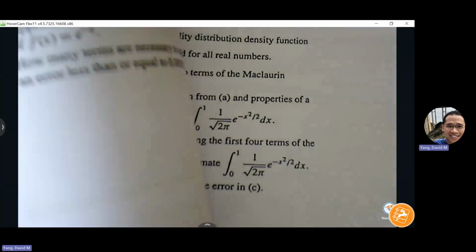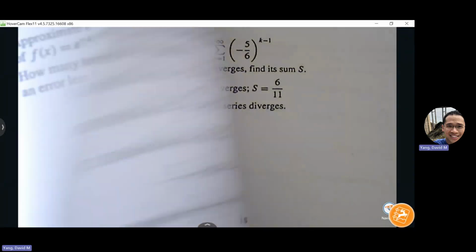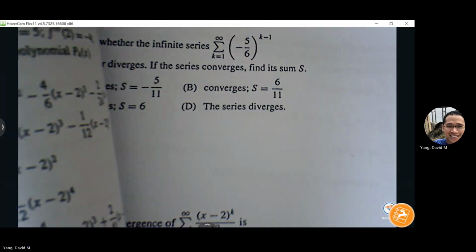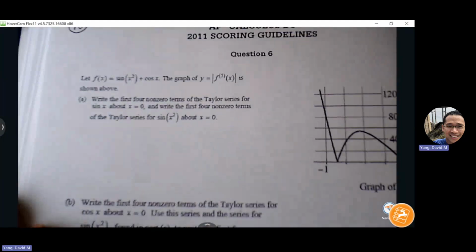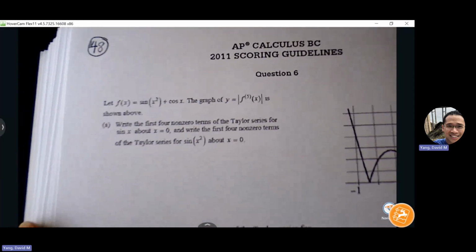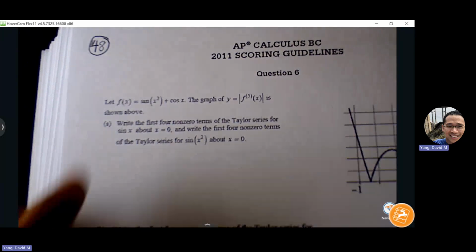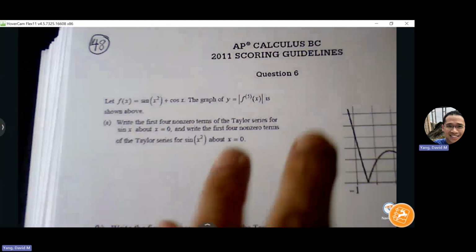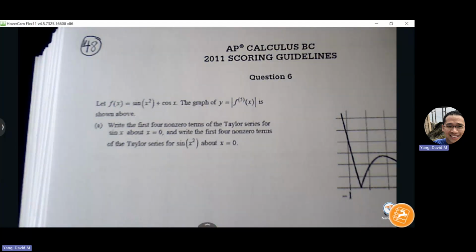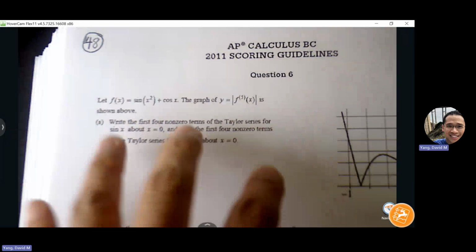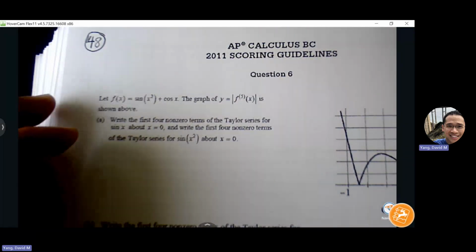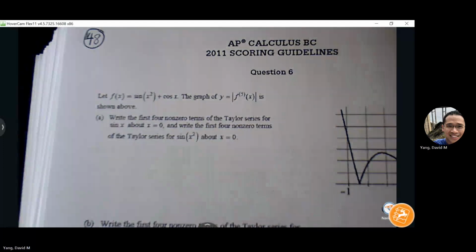Okay, so for homework, you guys will finish up to page 53. But if you can skip page 48, I think I want to do this with you together. This is an FRQ problem involving Maclaurin series, and I want to spend time going through it with you. So you can skip page 48, but you can do the rest. Okay.